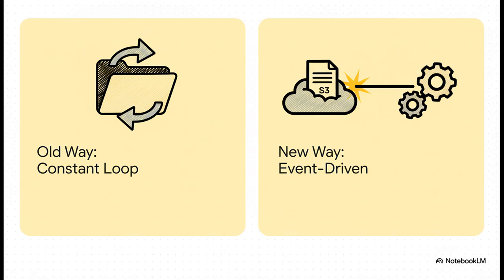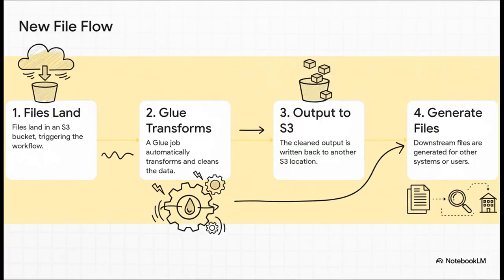Now we have an event-driven model. The moment a file lands in its S3 bucket, which is just like a folder in the cloud, bam, it instantly triggers the process. There's no waiting, no wasted cycles, it just happens. And this is what that new flow looks like in action. A file lands in S3, that event immediately kicks off an AWS Glue job. That job does its magic, transforms and cleans the data. The clean output gets written back to another spot in S3, which can then automatically trigger anything else that needs to happen downstream. It's just a clean, automated chain reaction.